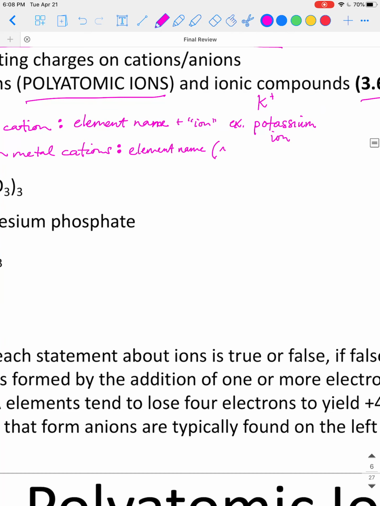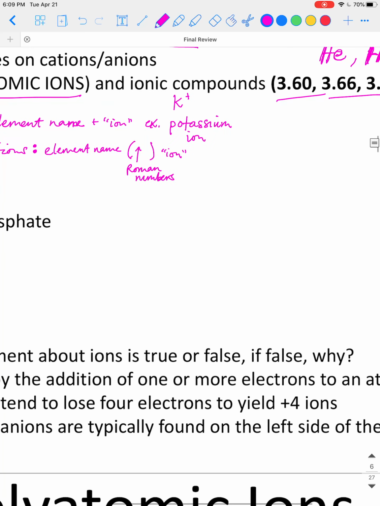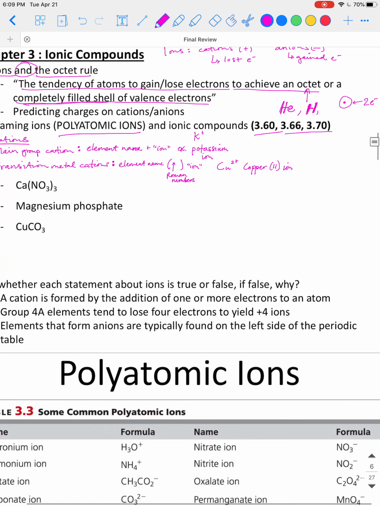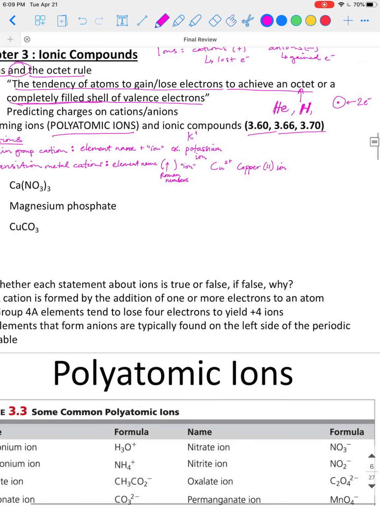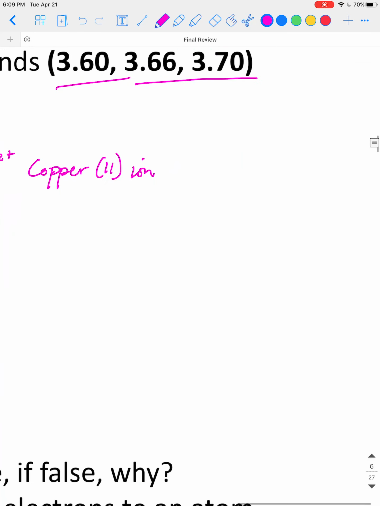Okay, transition metal cations: you do the element name, you give Roman numerals to indicate the charge, and then you add the word ion. So for example, if we had Cu 2+, it would be the copper, Roman numeral 2, ion. And copper is a transition metal, so that's why we would name it that way.